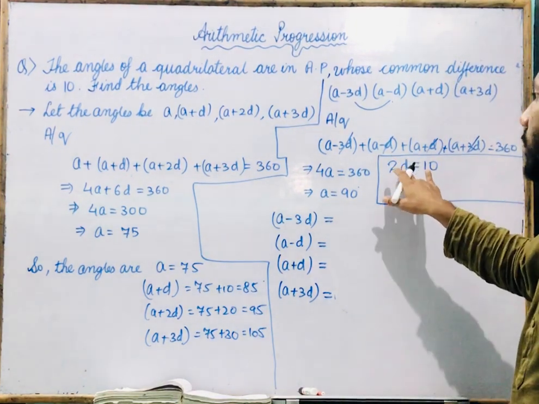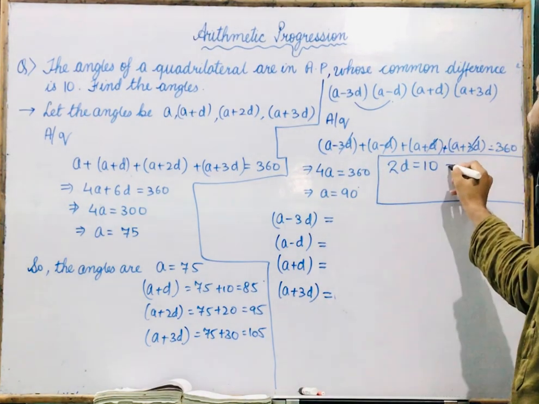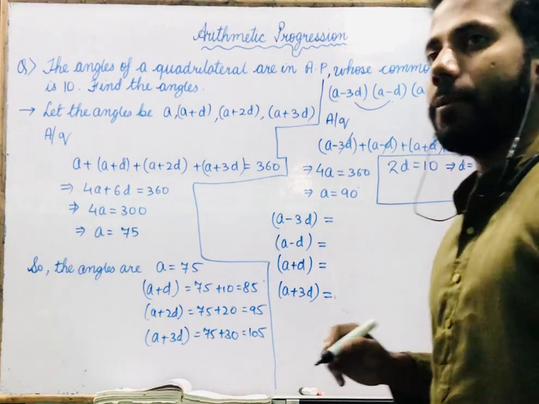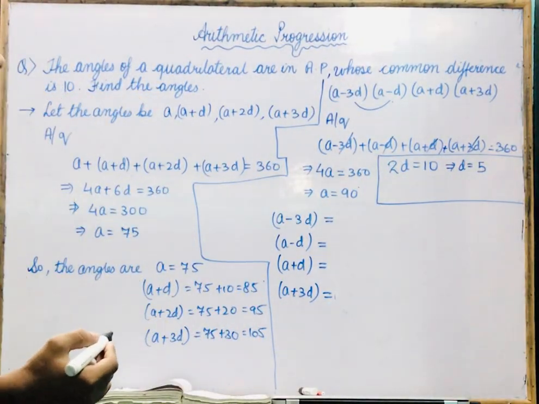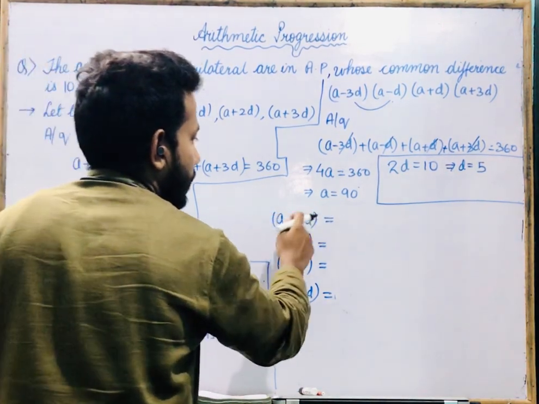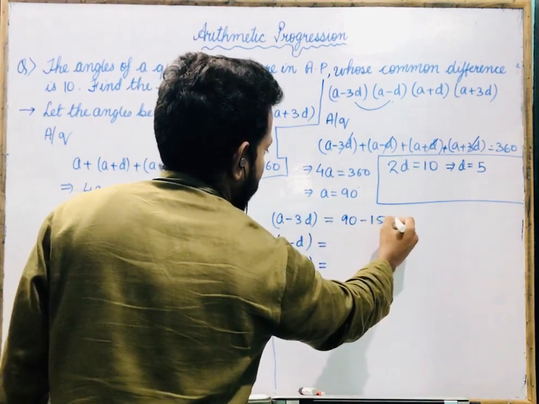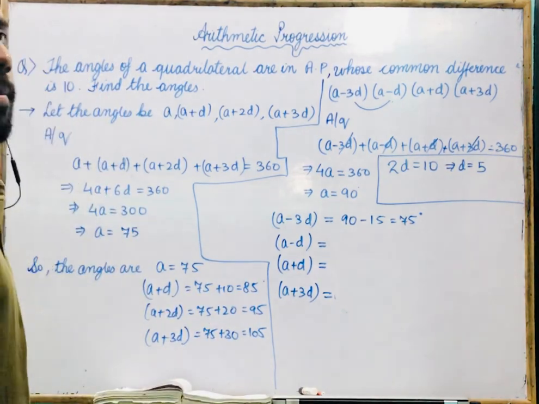2D, it means this 2D is equal to 10. If 2D is equal to 10 then D is equal to 5. If 2D is equal to 10, then D will be equal to how much? 5. अब यहाँ सेट करो, 90 minus 3 into 5, 50, ये आ गया 75. आया कि नहीं आया?